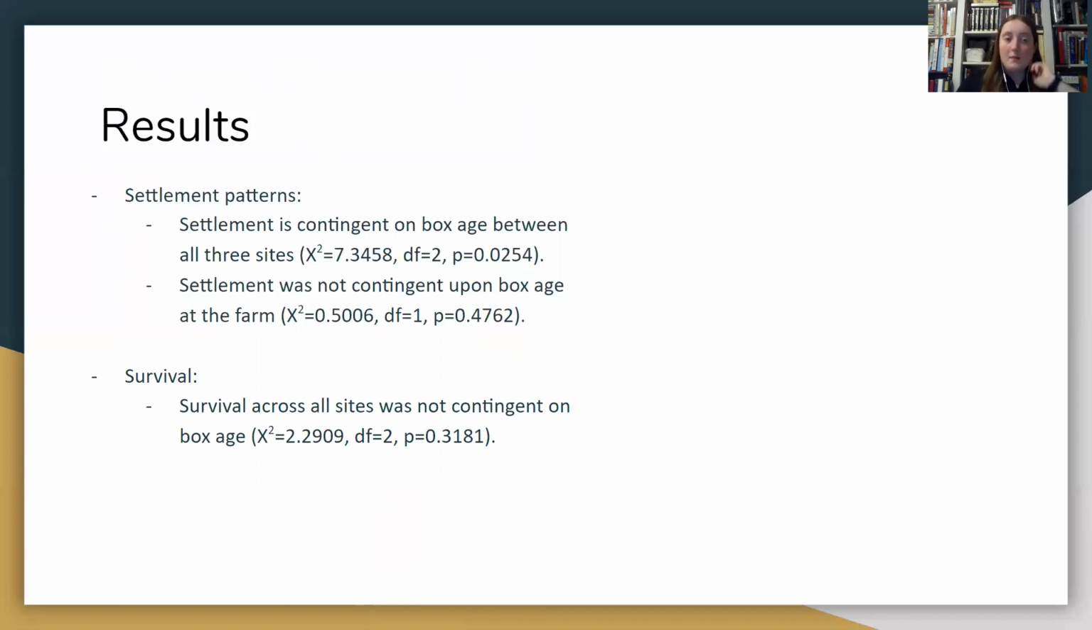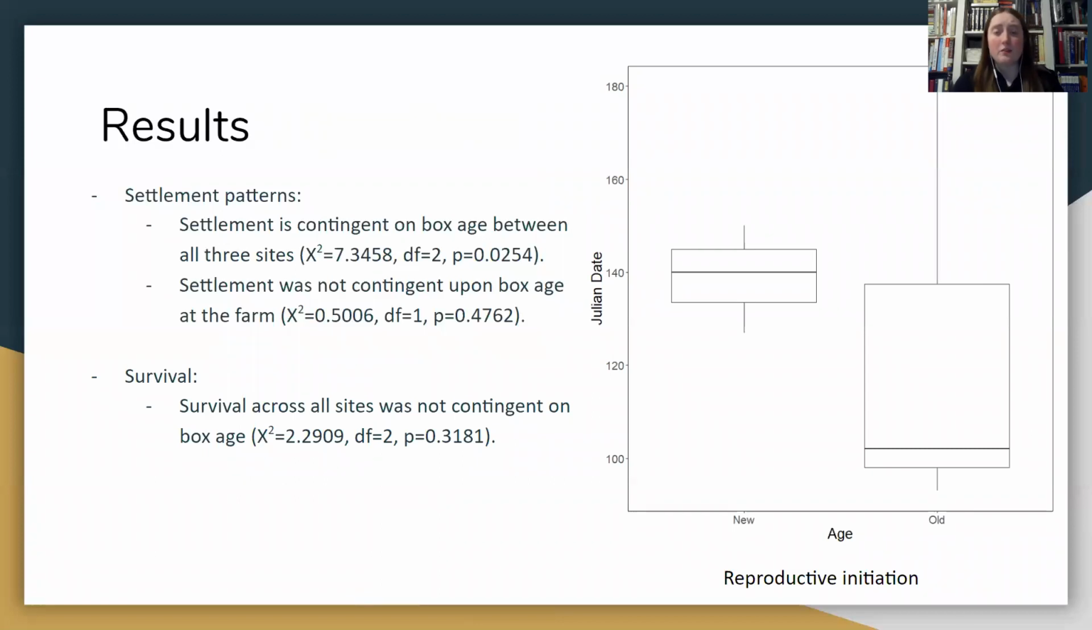So we ran the same test, the Pearson's chi-squared analysis, to determine if there was a difference in nest survival across the 3 sites, and found that across all 3 sites, survival was not contingent on box age. And then this graph on the right is showing the difference in reproductive initiation date between the new and old boxes, which is showing that on average, individuals which nested in old boxes began laying eggs far earlier in the breeding season as compared to those individuals nesting in the new boxes.